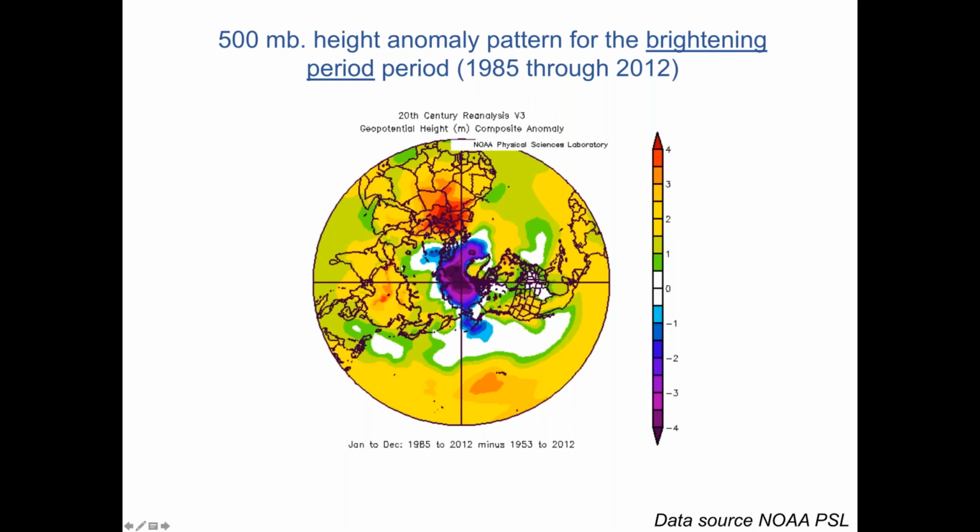A ridge, at least in a standing wave, corresponds to greater than average good weather, you could say. So under a ridge, you get descending air. Descending air suppresses clouds, and so you get brightening during this period.